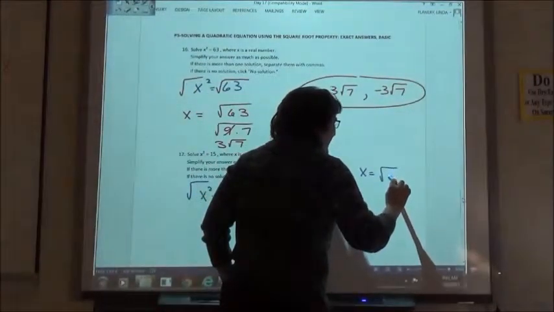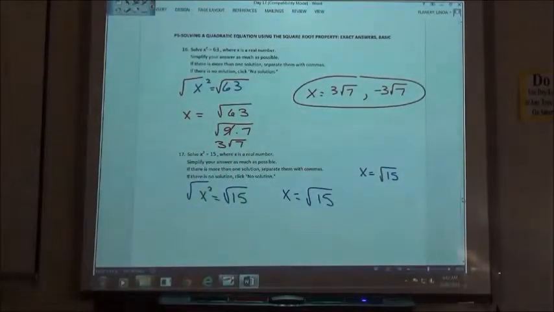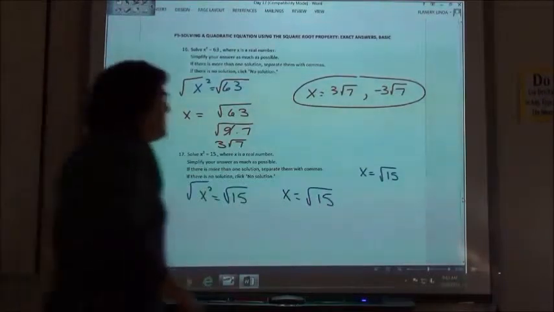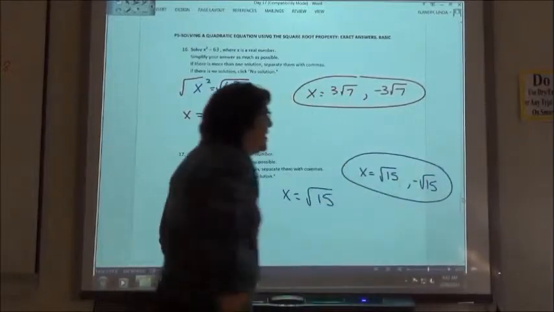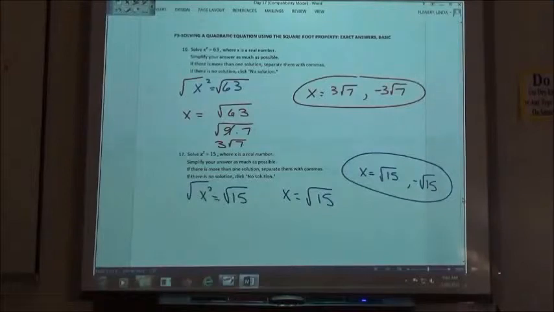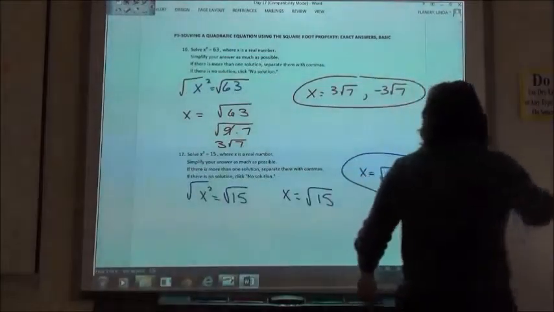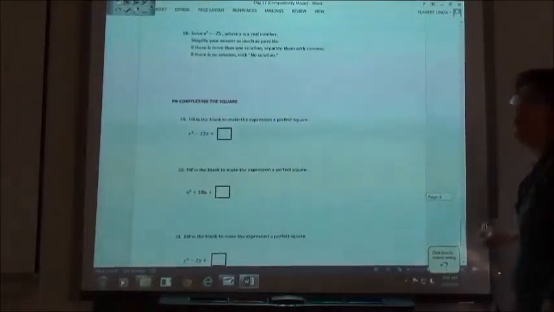1 times 15? Or just, what are you going to do? Just the square root of 15. Well, that's it. And there's another answer. What's my other answer? Negative square root of 15, right? Because if I take a negative times a negative, it's going to give me the positive answer. So I'm going to have 2 answers because if you think about it, 2 squared is 4, but so is a negative 2 squared. So you can't always simplify your radical expressions, although you might want to.